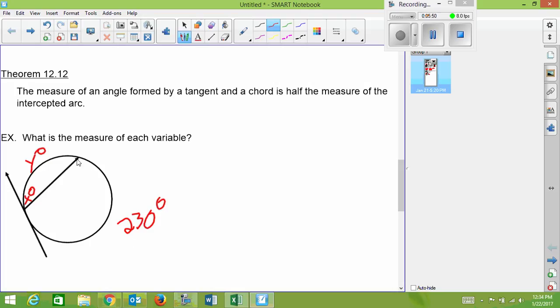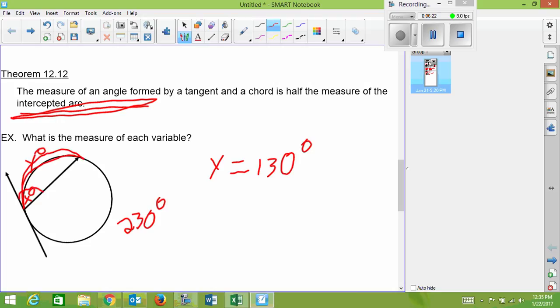This 230 over here shows that from here all the way around is 230. If I know that this whole thing around here is 230, that leaves me with 130 for the rest of it. So y has to be 130. That was a pretty easy one to find, 130 degrees. Then this rule says this angle x right here is going to be half of the intercepted arc. So half of 130 for x is going to be 65 degrees.